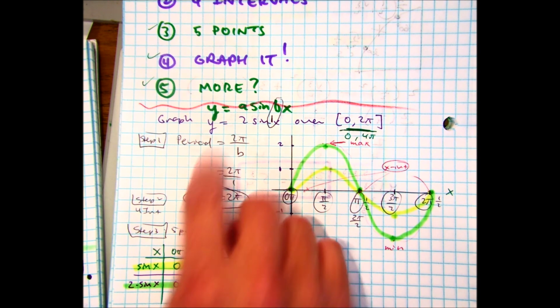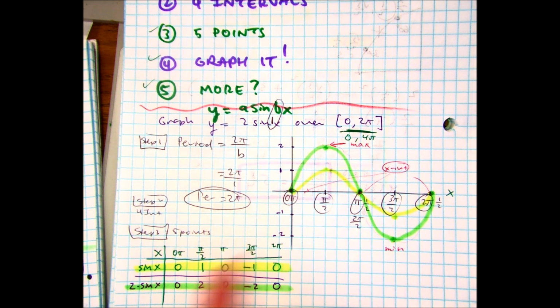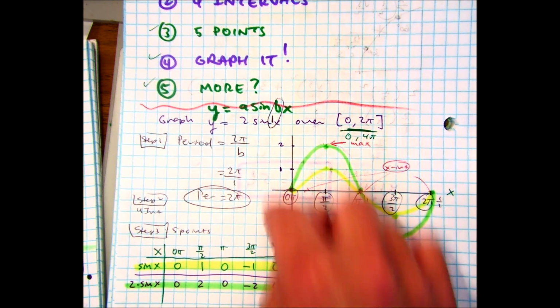So this is how I graphed y equals 2 times sine of x. Yellow is my parent function, and green is my new function.